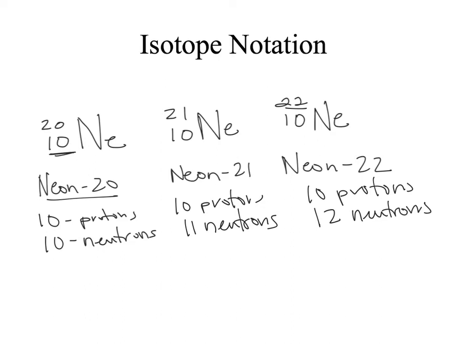It's interesting to point out that the neutrons don't change the physical and chemical properties of neon. The only thing that changes chemical and physical properties is the number of protons. And if you have a change in the number of protons, then the element changes.